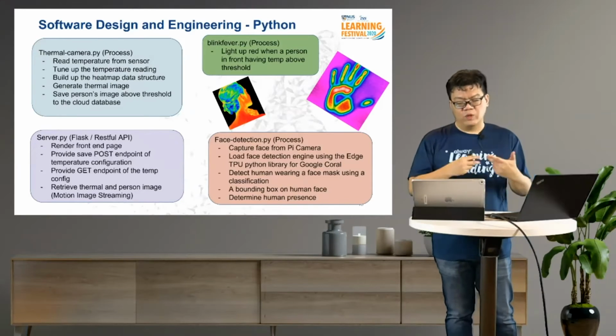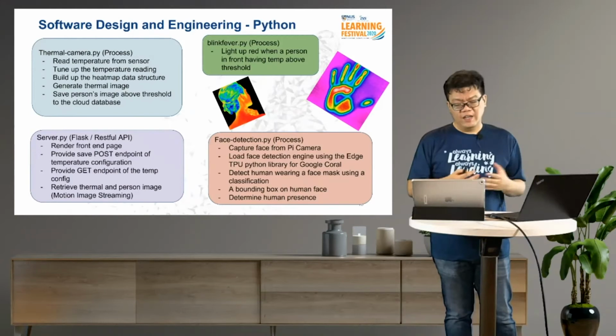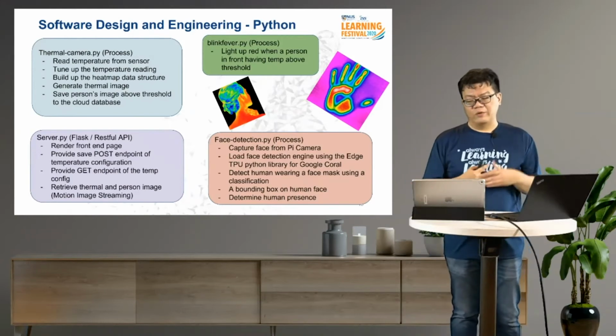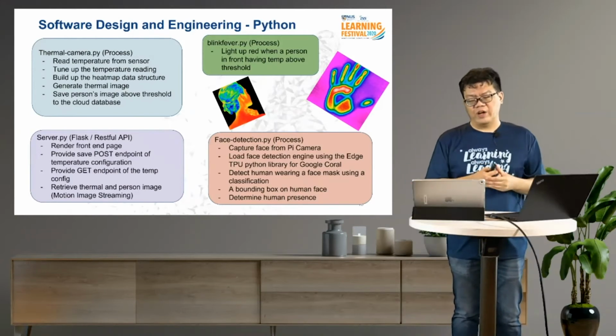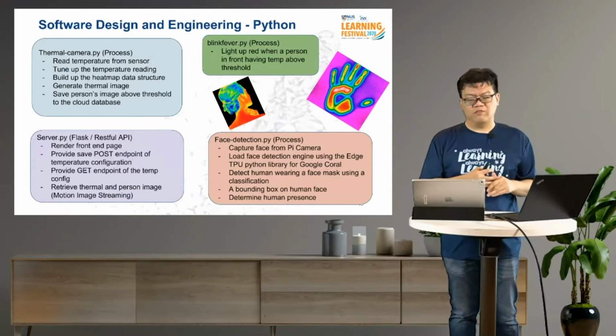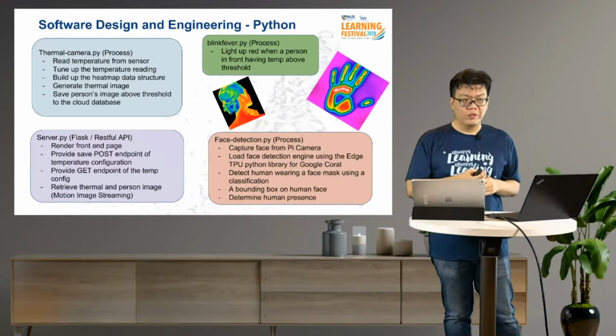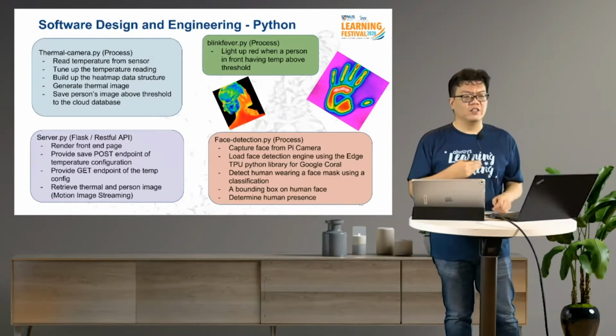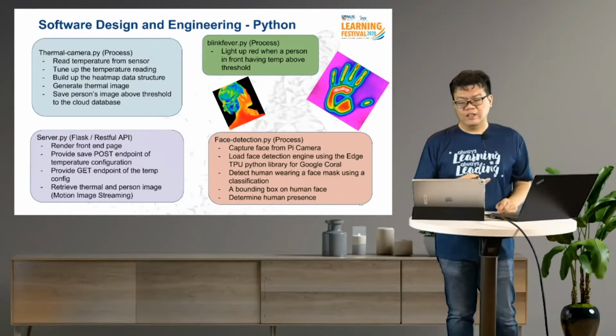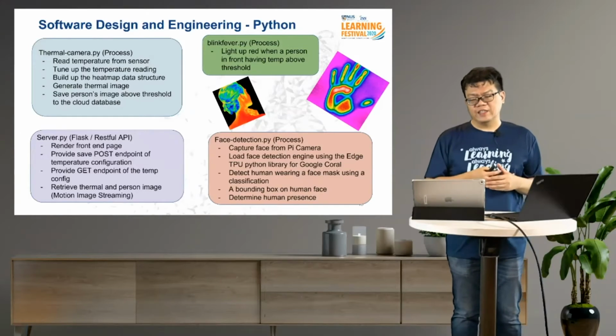Once I detect that a person is standing in front, I box the human face, and I write a value to a flat file or something like that to indicate whether it's a human. If it's a dog, a cat, or an object, there's an indicator that is the reverse of human presence.